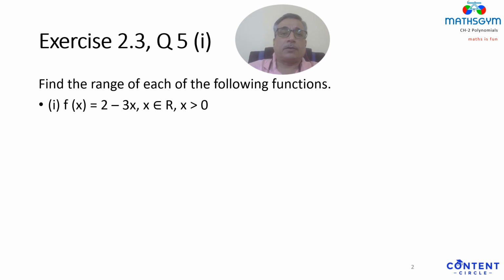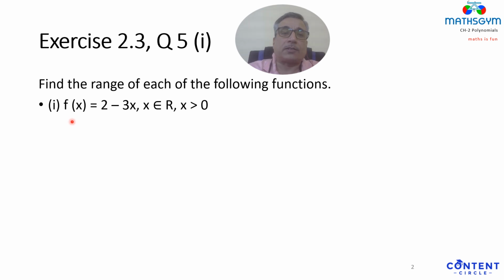The question is: find the range of the following functions, and in that the first one which we are doing right now is f(x) = 2 − 3x, where x belongs to R and x is greater than 0. You need to decipher this entire expression. This is a set notation, and we need to understand the meaning of the entire aspect.